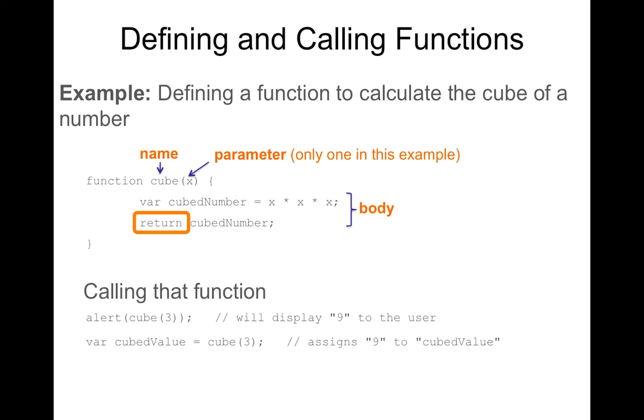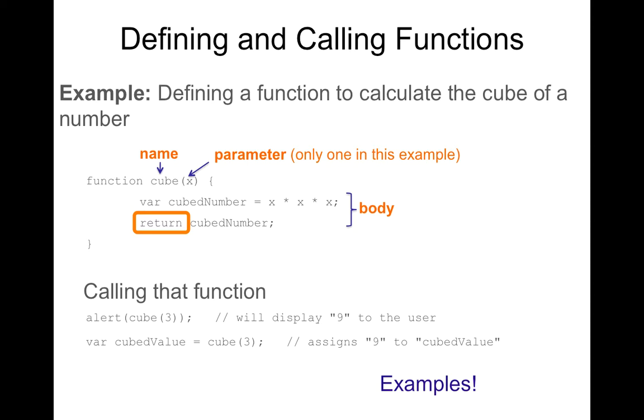We call the function in the code by simply giving it the name and then the parens with the number that we want to cube, and that will display a 9. Because cube of 3, remember that's an expression, when it's evaluated returns the value 9, which is then passed to the alert function, which will display it to the user. Similarly, we can use the function in an assignment statement. Cube of 3 again returns 9, and the value of that expression can get assigned to this variable cubedValue.